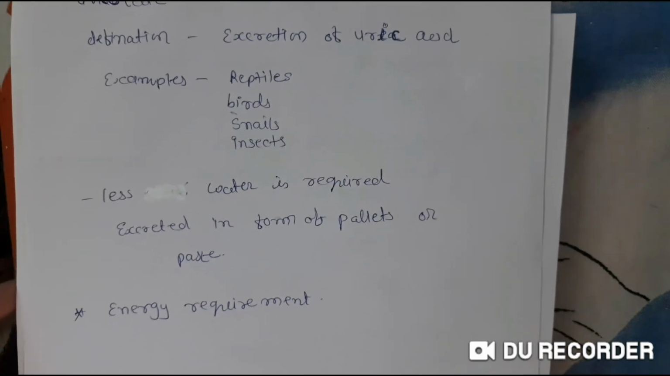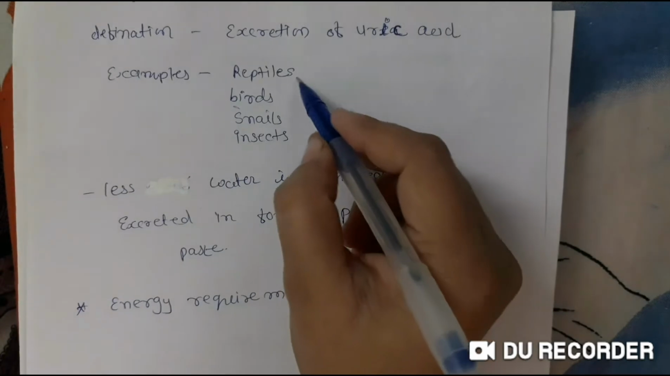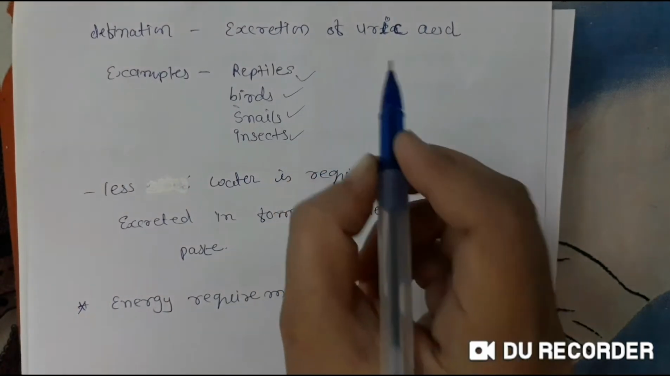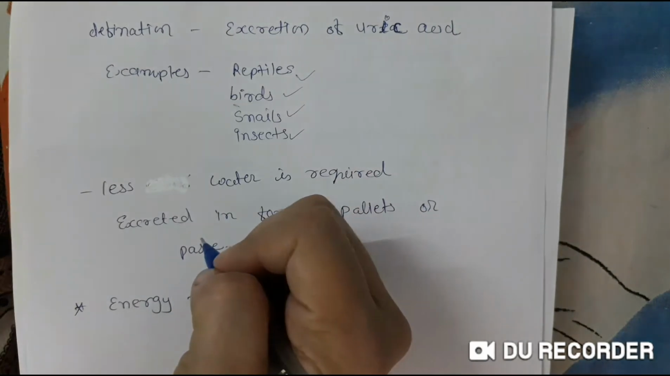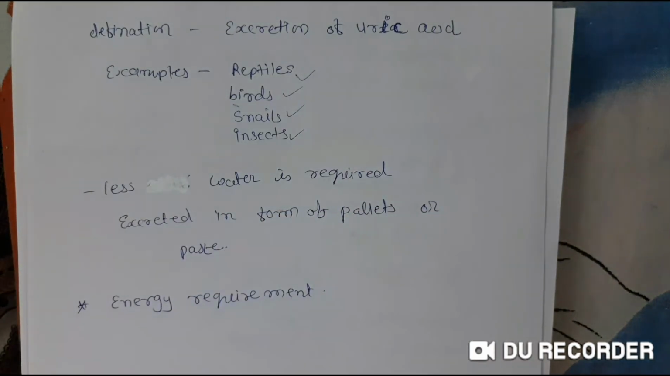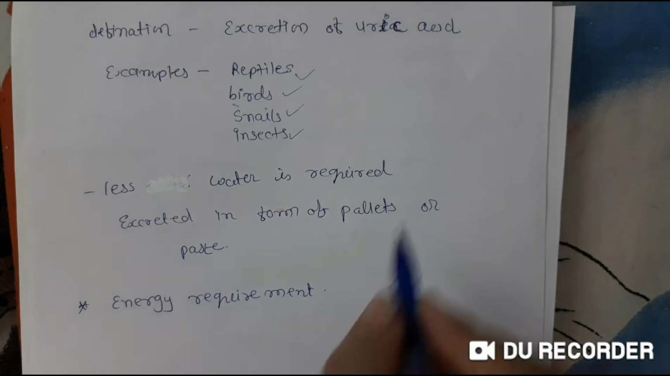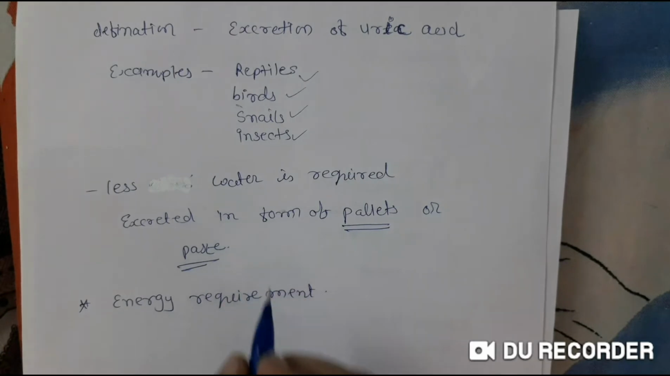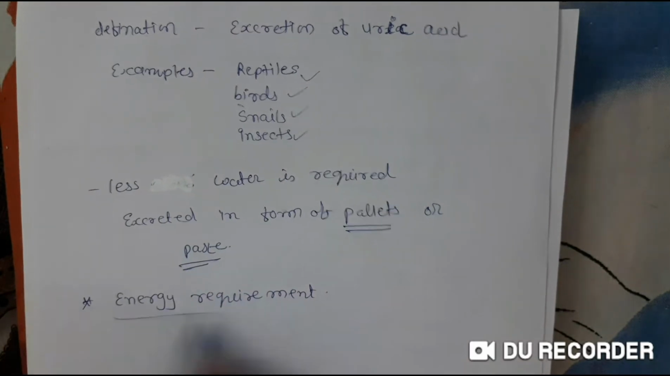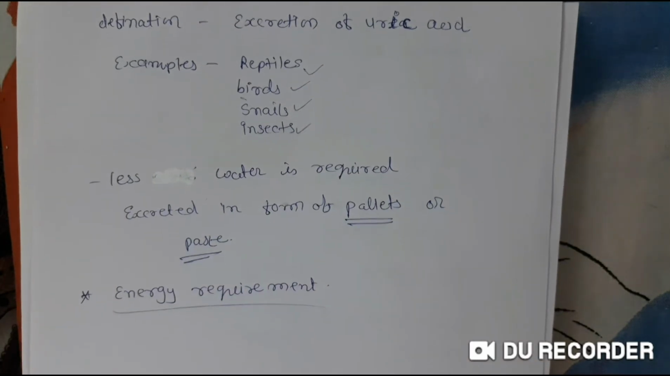Uricotelic animals excrete uric acid. Examples are reptiles, birds, snails and insects. It is less toxic and obviously less soluble in water also. So it is normally excreted in the form of a pellet or paste, like Colgate paste. The energy requirement is also very less over here.